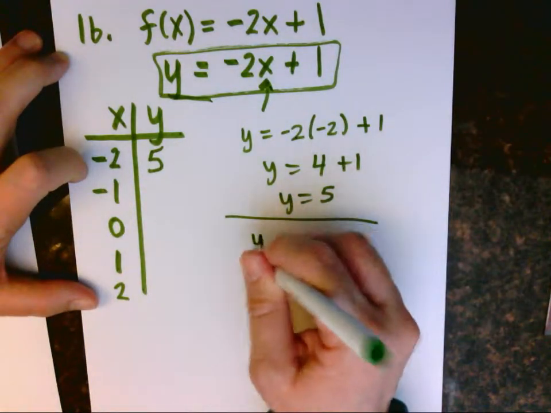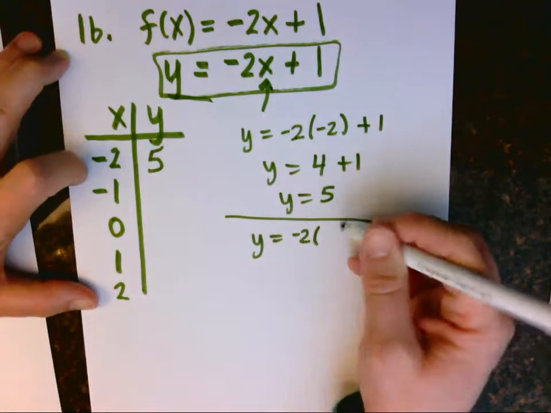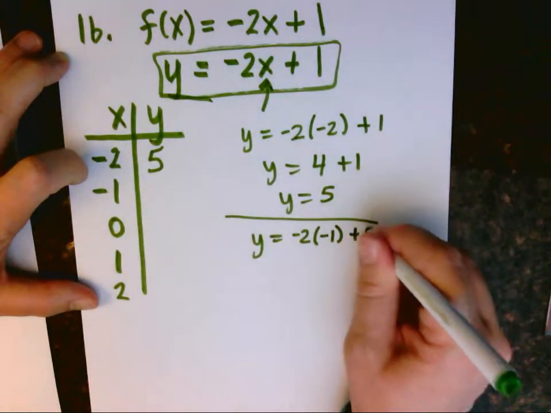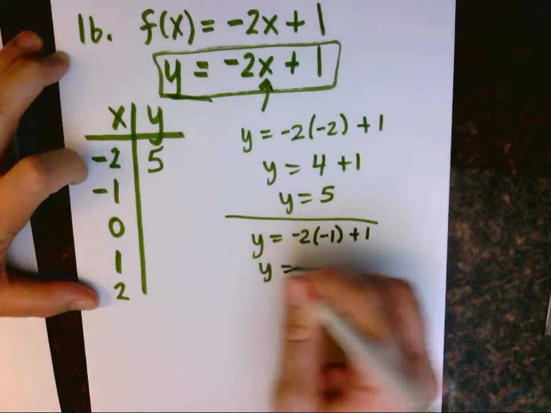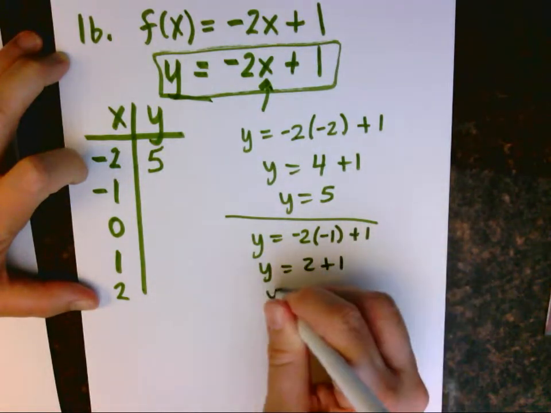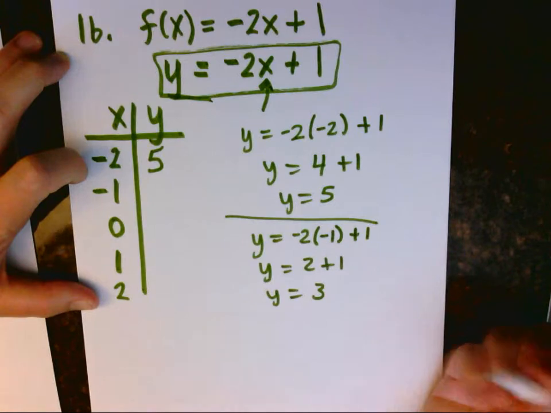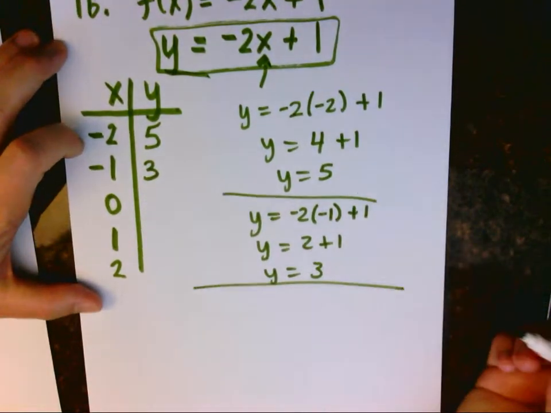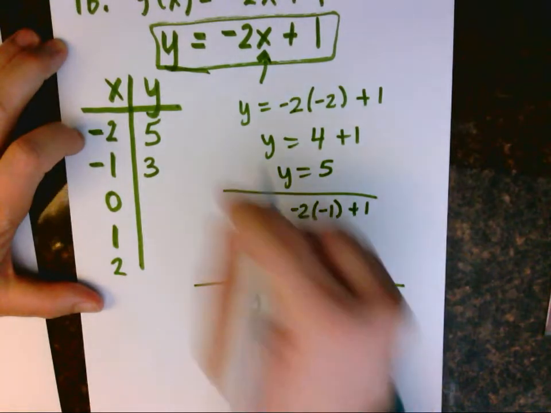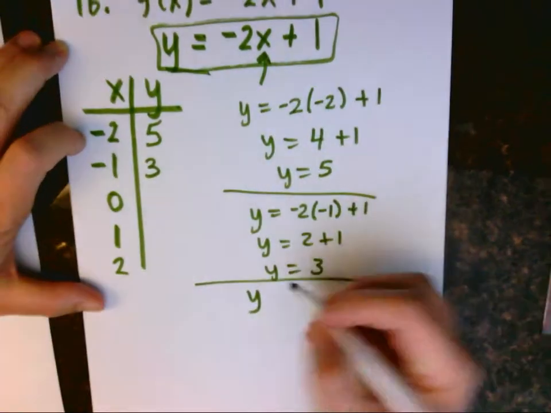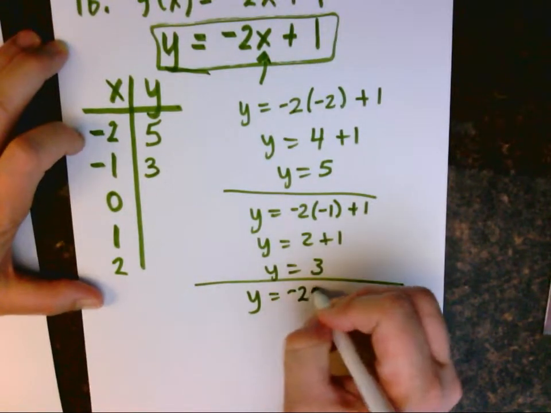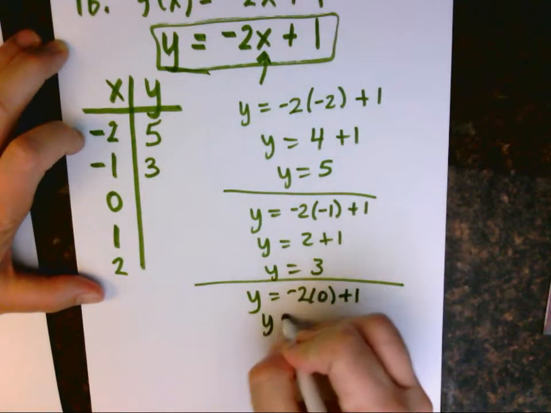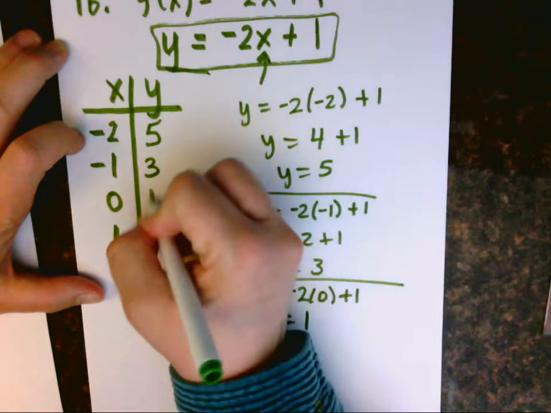All right, and y is equal to -2 times the x. In this case, x is -1 for the second value. And we get y is equal to 2 plus 1. Y is equal to 3. So I go over here, y is now 3. Put a line because we're starting the next one. Each time, go back up to your original equation and plug in the new x. This x is 0. And so y is now equal to 1.